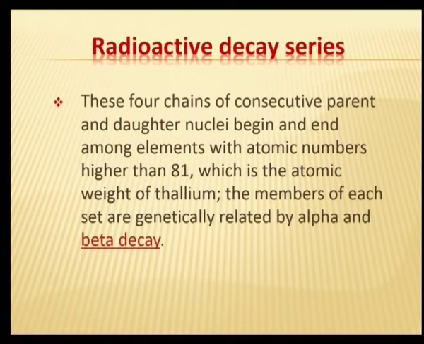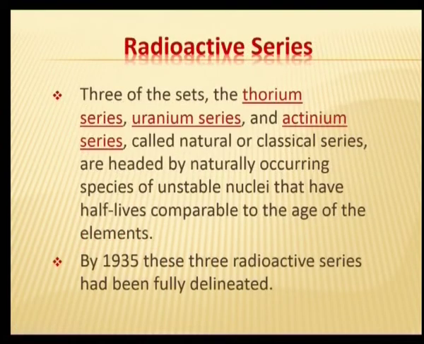These 4 chains of consecutive parent and daughter nuclei begin and end among elements with atomic numbers higher than 81 or 83. 81 is the atomic number of thallium, 83 is the atomic number of bismuth. As you know, the members of each set are genetically related by alpha and beta decay. These 3 sets which I will be discussing initially, the thorium series, uranium series and actinium series, called natural or classical series, are headed by naturally occurring species of unstable nuclei that have half lives comparable to the age of the elements. By 1935, these 3 radioactive series had been fully delineated.